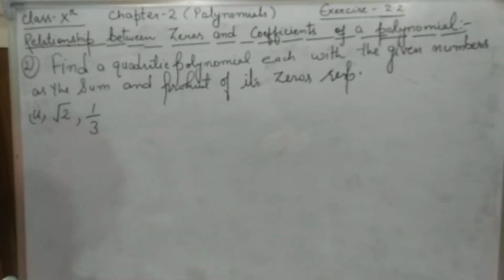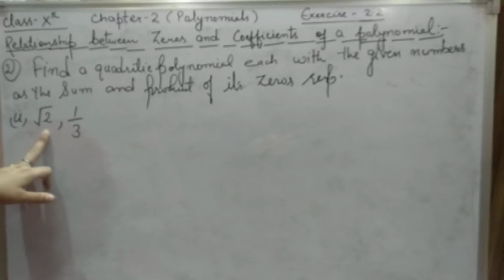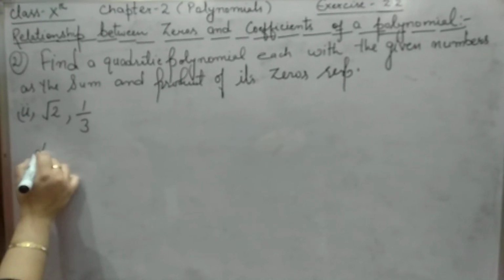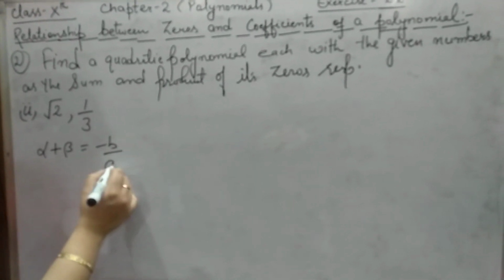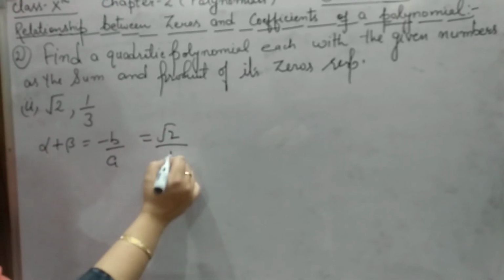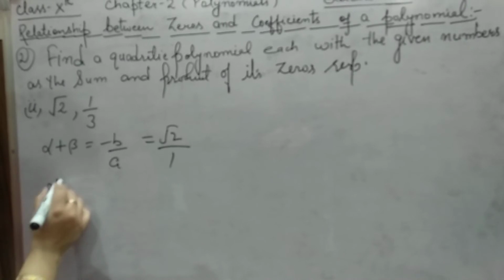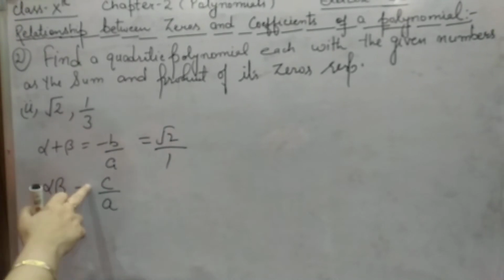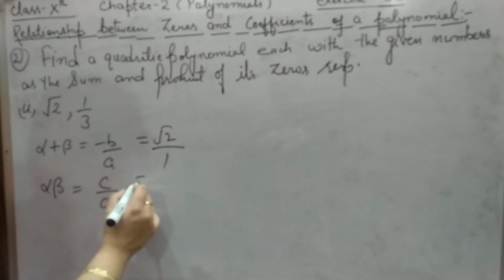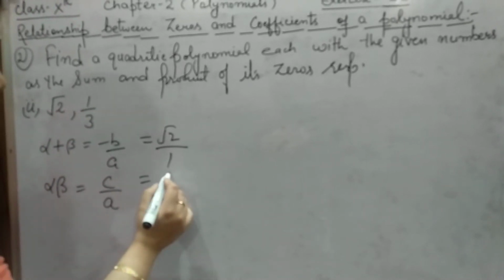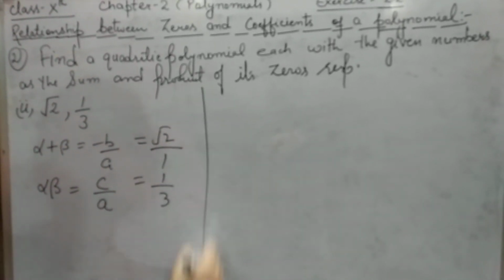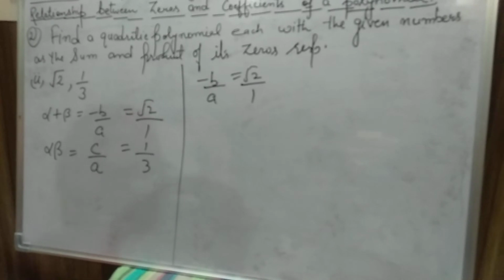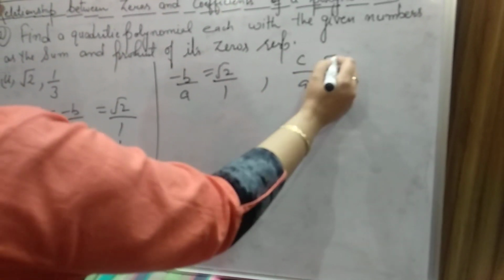Now the second part: the sum of the zeros is given as root 2 and the product of zeros 1 by 3. We know that the sum of zeros, alpha plus beta, is equal to minus b by a, which is given as root 2 upon 1. You can write it like this. And the product of zeros, alpha into beta, is equal to c upon a, that is the constant term upon the coefficient of x square. Now alpha into beta is given as 1 upon 3. Now if we compare these two, minus b upon a is equal to root 2 upon 1 and c upon a is equal to 1 upon 3.